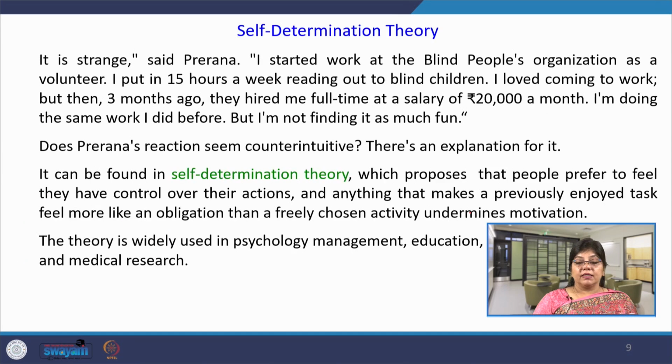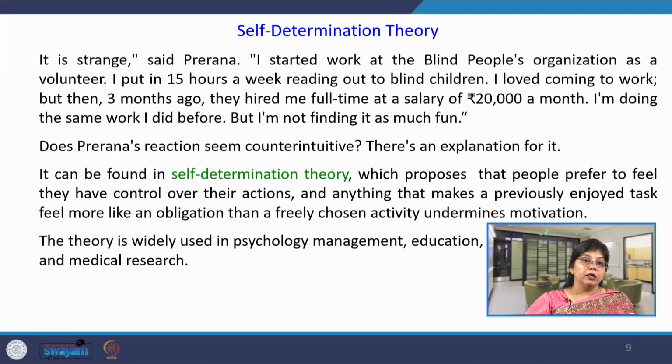We will start with self-determination theory by Deci and Ryan in 2000. This is a small case that I am sharing on the screen, where Prerna, who was working for an organization for blind people, was putting in 15 hours a week reading out to blind children.